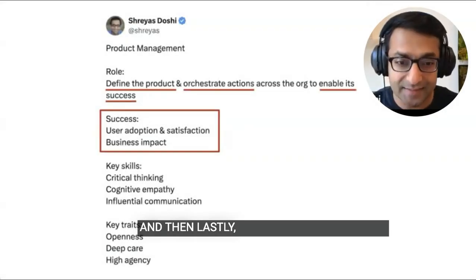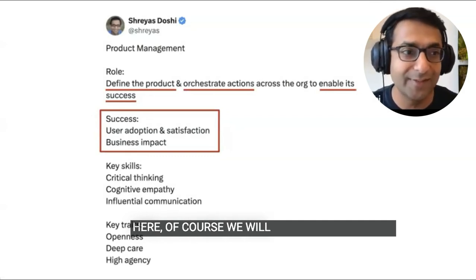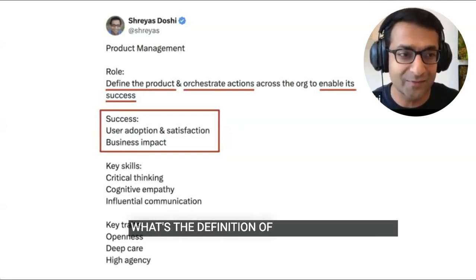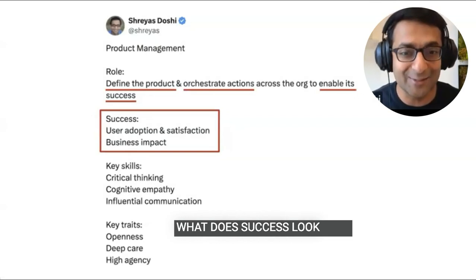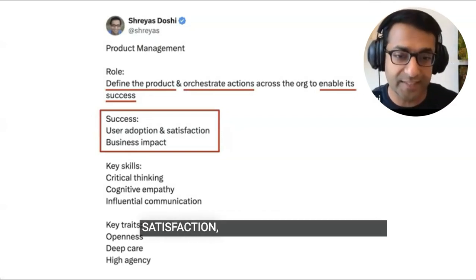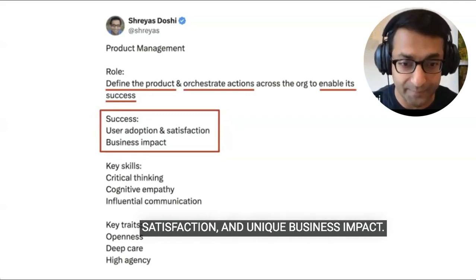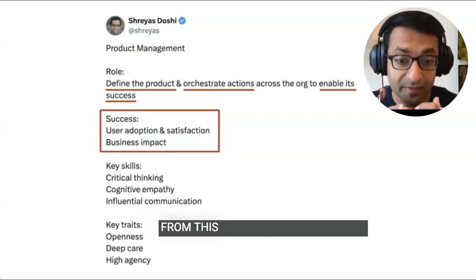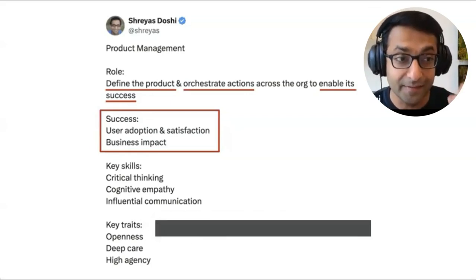And then lastly, since many of us are PMs here, of course, we will like to ask, okay, but what's the definition of success here, right? What does success look like? So in my book, the definition is some combination of user adoption, user satisfaction, and unique business impact. The key thing I want you to remember from this is that the main thing in the PM job is to define the product.